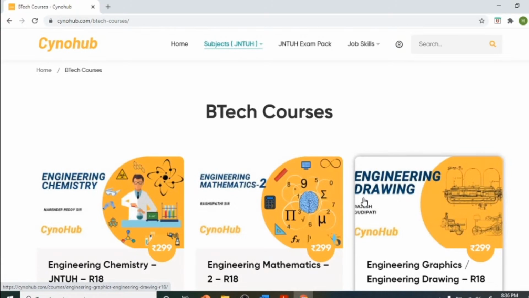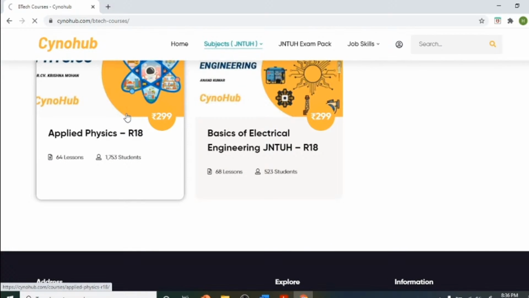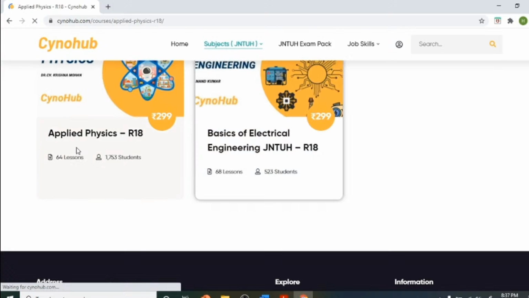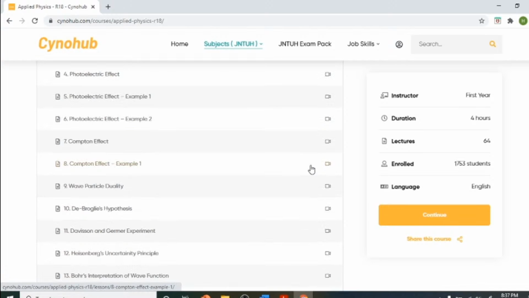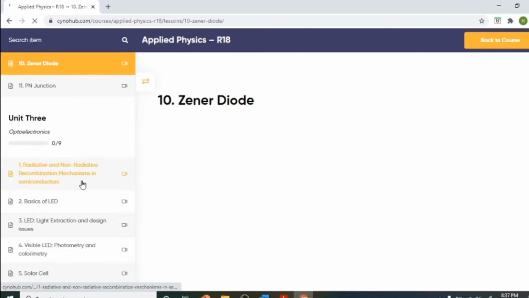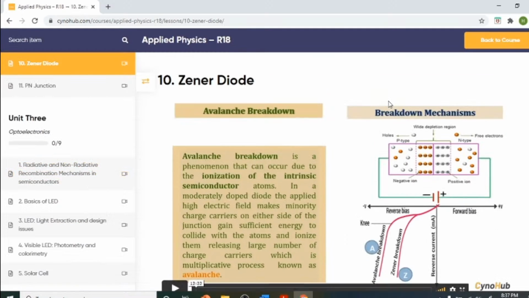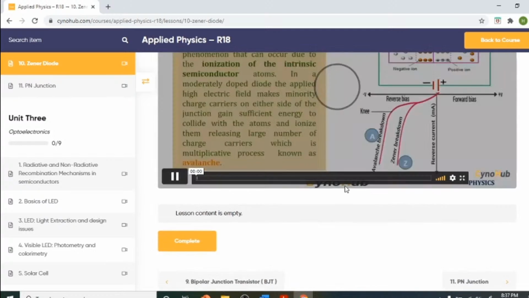Here I would be taking the concept of applied physics, and here there are topics. If you want me to open the second unit Zener diode, I would open it and show it to you. This is how it would be. I am now playing it for a while, just see.